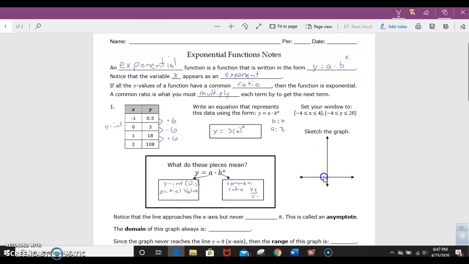To draw your graph, the main thing that I would be looking for is your y-intercept. I can't really graph all the points on here. I just don't have enough space. But my graph would look something like this. Notice that the line approaches our x-axis, but it never reaches it. This is called an asymptote. I know, asymptote's a funny word.